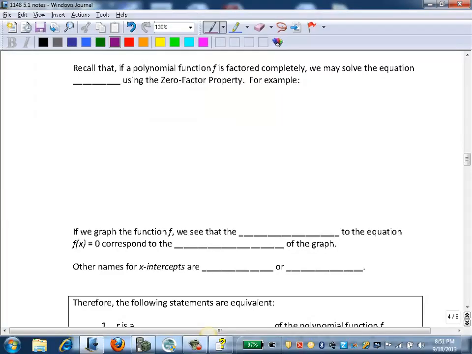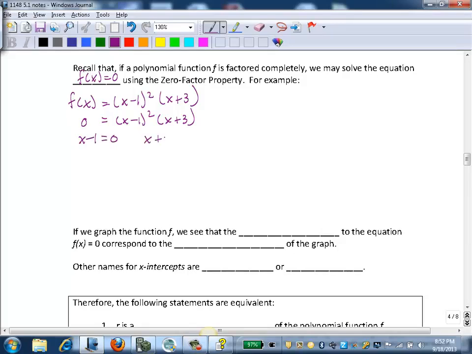Recall from a previous algebra course that if a polynomial function f is factored completely, we may solve the equation f of x equals 0 using the zero factor property. For example, if we have a function f of x equals (x minus 1) squared times (x plus 3), if I set the function equal to 0, and I set my factors equal to 0 using the zero factor property, I know that I'll have two solutions, x equal to 1 and x equal to negative 3.